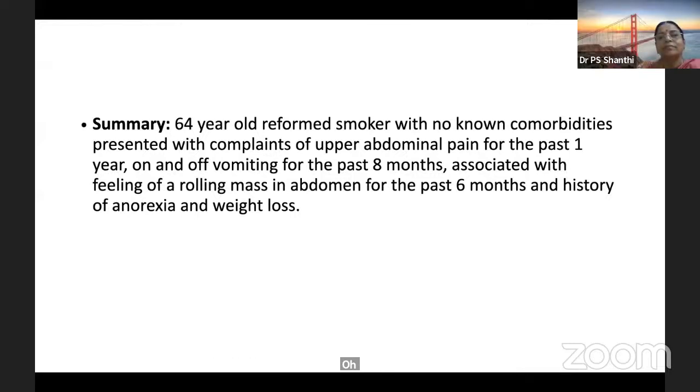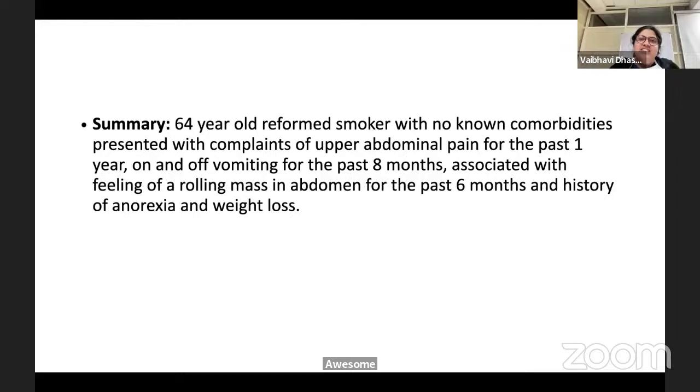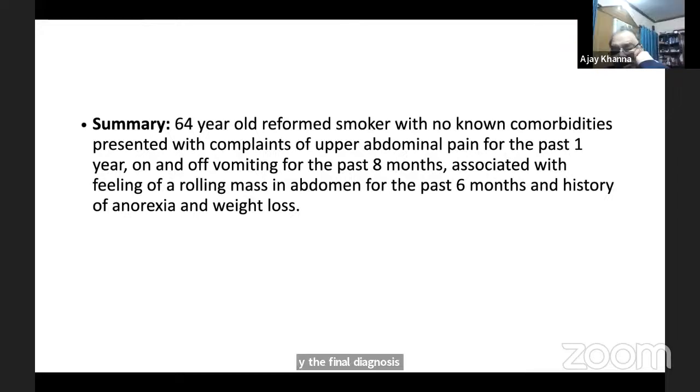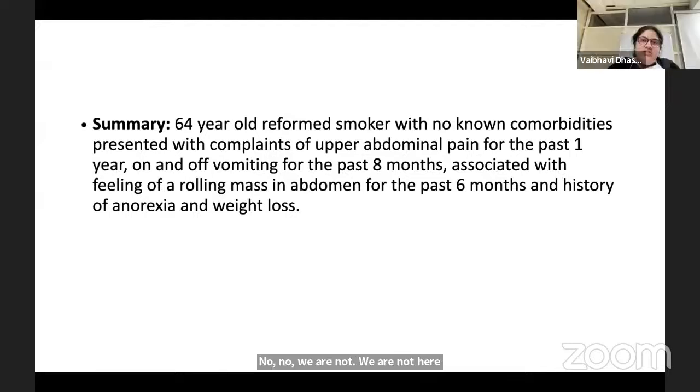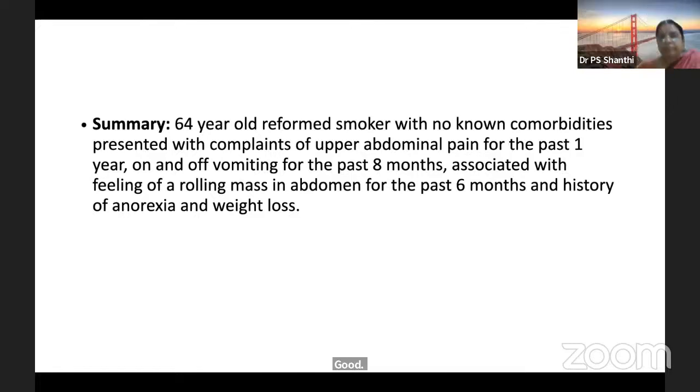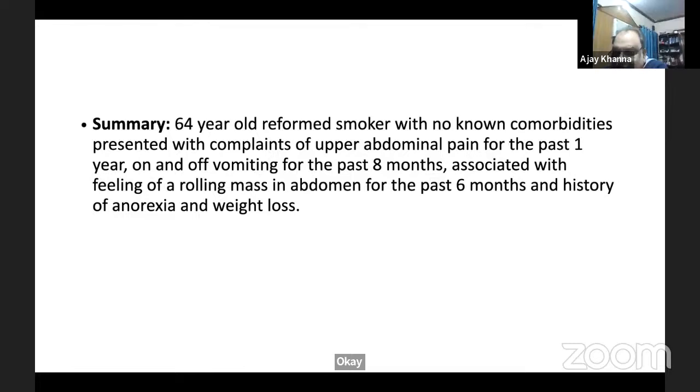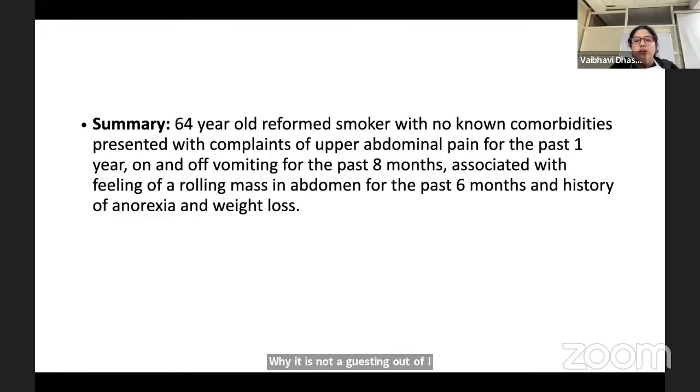Actually, the final diagnosis was based on the CT. No, we are not here discussing the CT and all those. It is first the clinical things. So clinically, the case is presenting as a gastric outlet obstruction. But why is it not a gastric outlet obstruction? I again say that it is probably not gastric outlet obstruction.